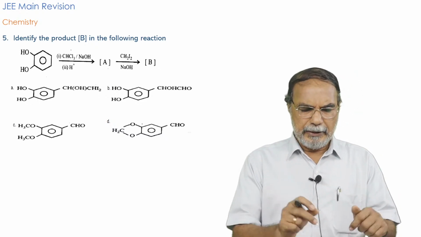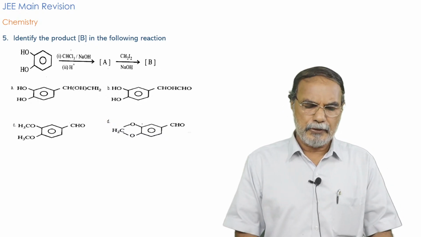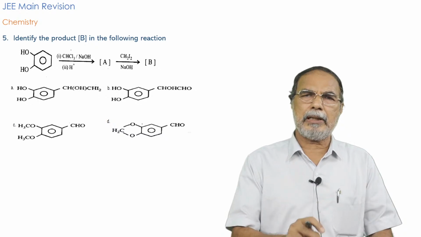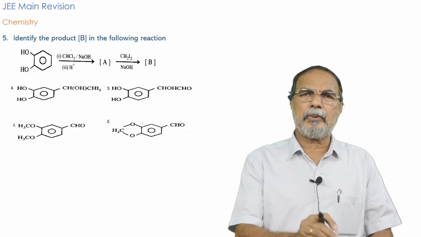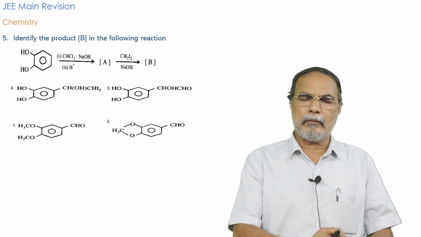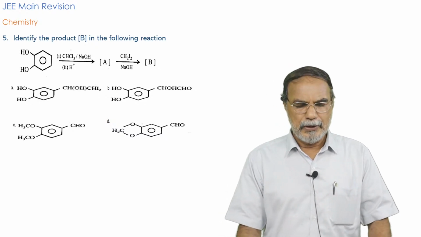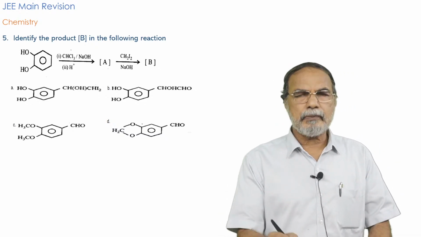Of course, the name is not important here. What is the structure of the product is the question. So anyway, it is catechol. That's why I told you that the name of the compound is catechol. Catechol is benzene 1,2-diol. It's a phenol. So this phenol reacts with chloroform and alkali.